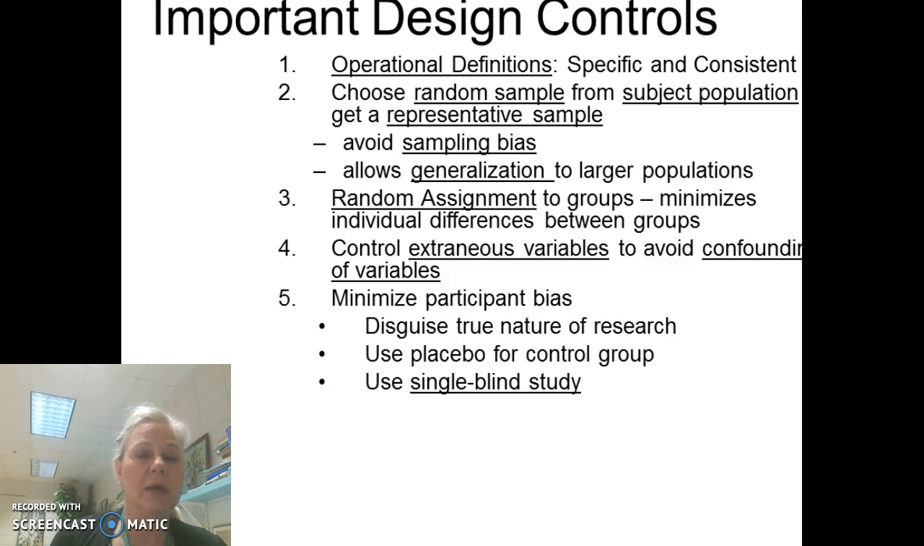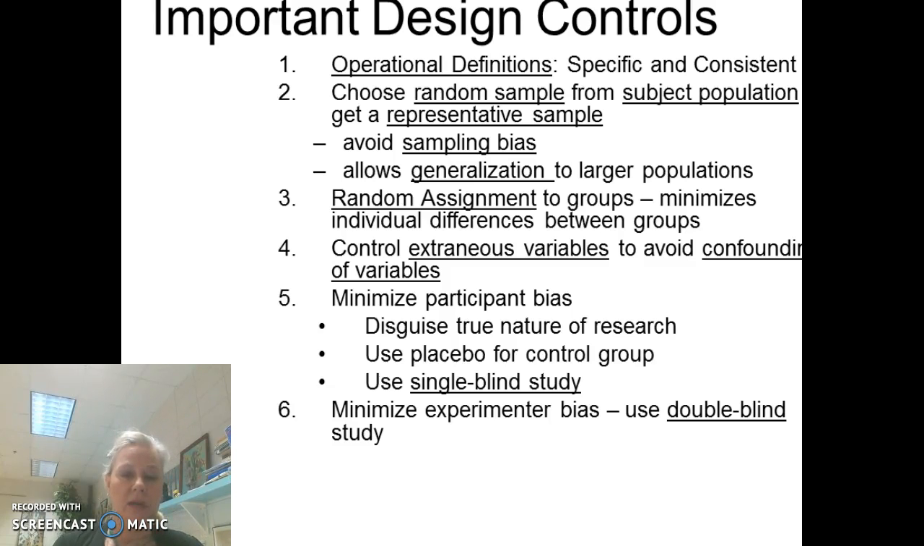And then use a single blind study. This means that only the participant doesn't know if they're in the control group or the experimental group. But if I were the researcher, I would still know. Now, how can we eliminate that bias? Well, we can then use a double-blind study. So minimize experimenter bias by using a double-blind study. That means the researcher and the participants do not know what group they're in, and a third party will take the data, analyze it, and give it to the lead researcher.